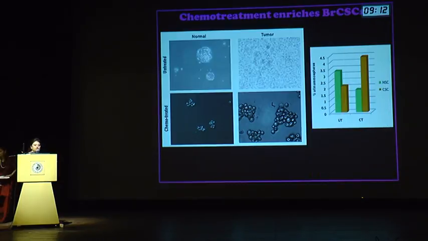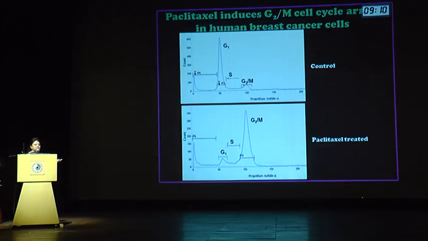And accordingly, I'm just going to skip this part. We simulated the entire effect of a chemo-treated patient versus a non-chemo-treated patient in in vitro studies, and we used a drug known as paclitaxel, very commonly used as a chemotherapeutic agent for treating breast cancer, and we treated triple-negative cells with paclitaxel to see what was happening.